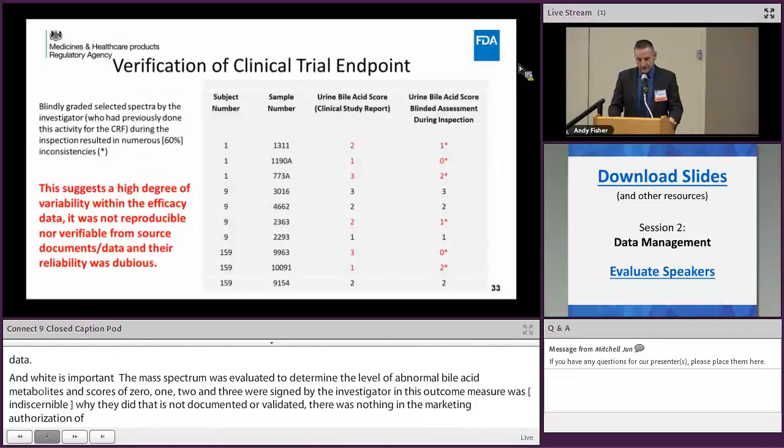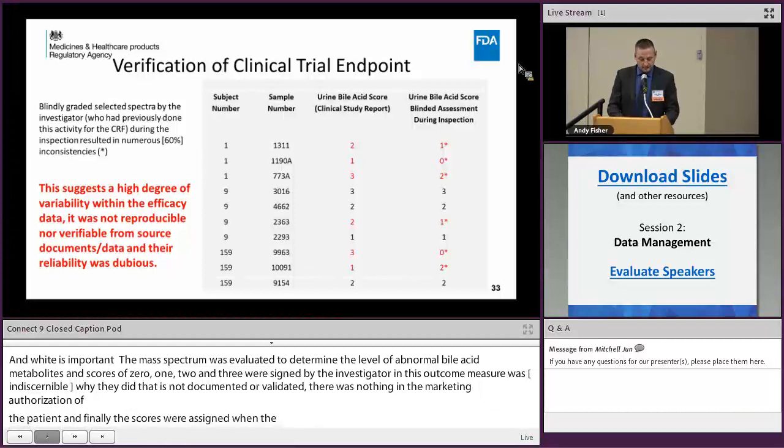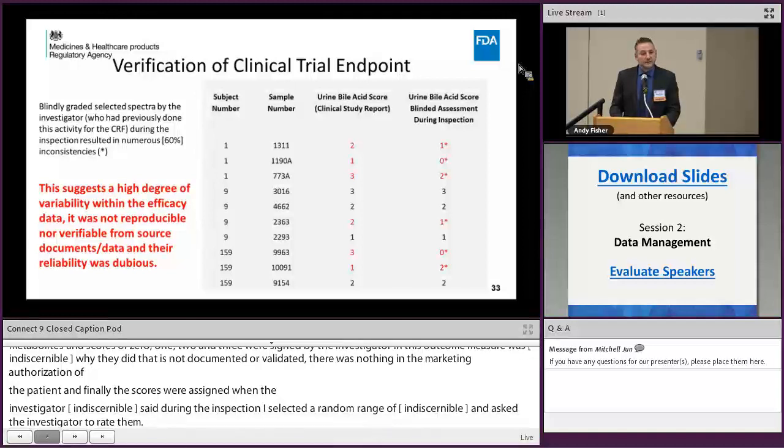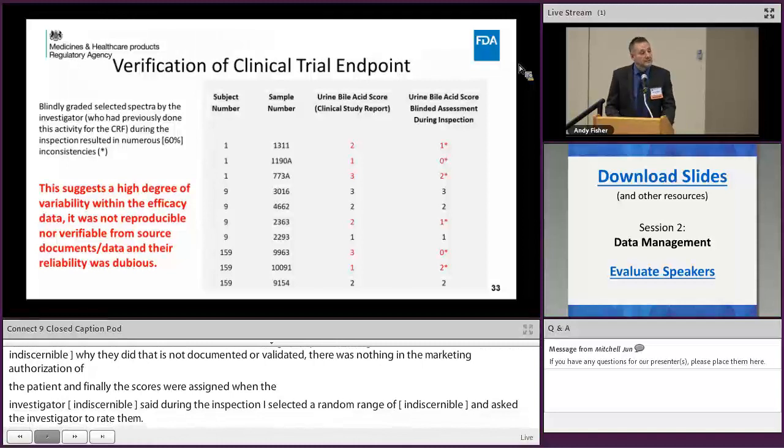So during the inspection, I selected a random range of spectra and asked the investigator to grade them. And interestingly, 6 out of 10 were inconsistent with what they put in the CSR, so that particular endpoint was judged as completely unreliable because it couldn't be reproduced.